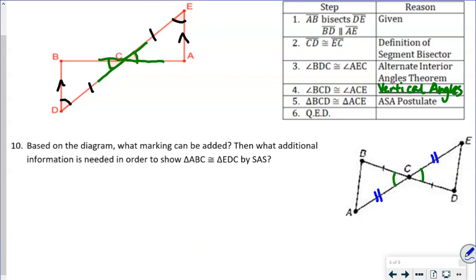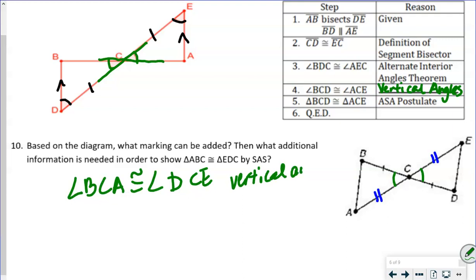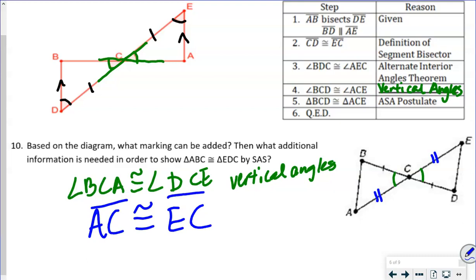So that means we would have to say that, okay, first of all, let's say why we said that. We said that angle BCA was congruent with angle DCE because of vertical angles, right? And then we're going to say that AC has to be congruent to EC for us to be able to prove that these triangles are congruent by side angle side.